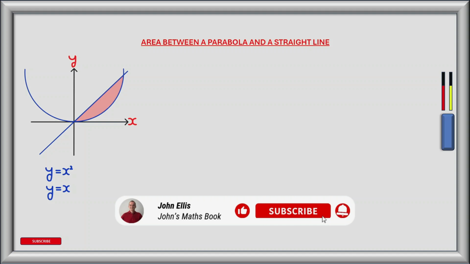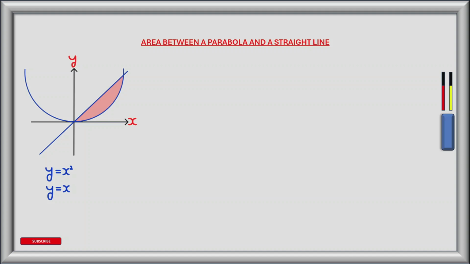Suppose then we have a parabola with equation y equals x squared and a straight line with equation y equals x. When the line intersects with the parabola, a region is created between the two, shown here in red. We're tasked with finding the area of this region.